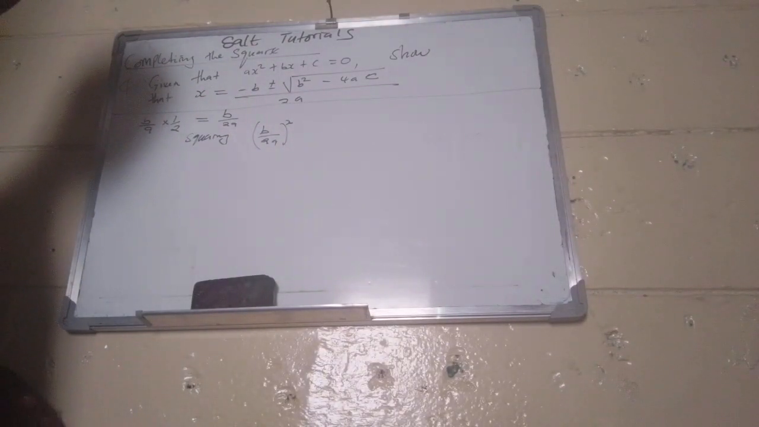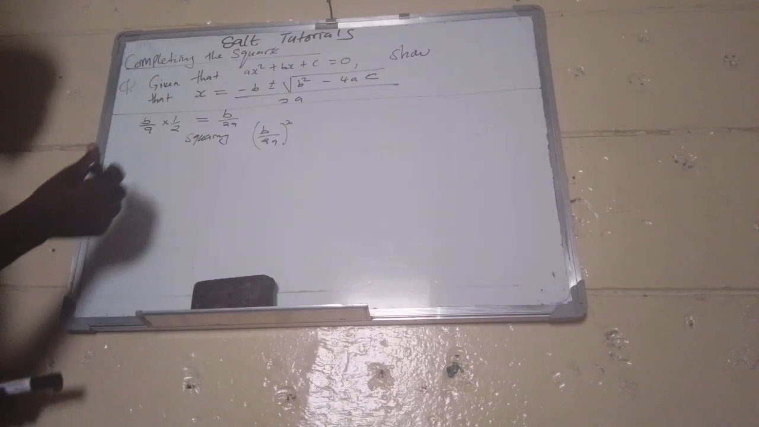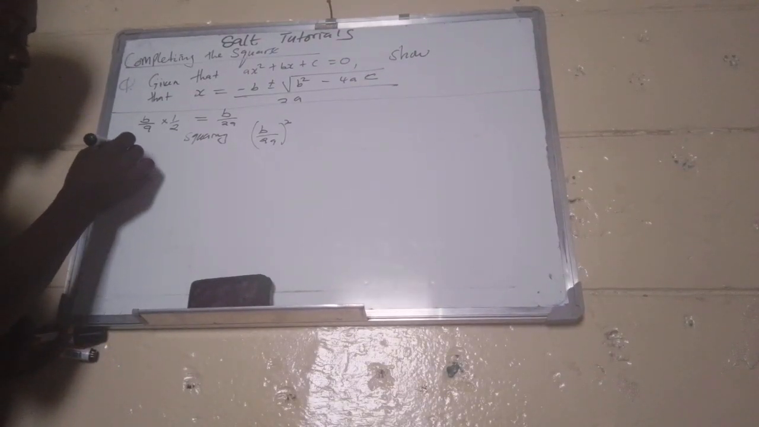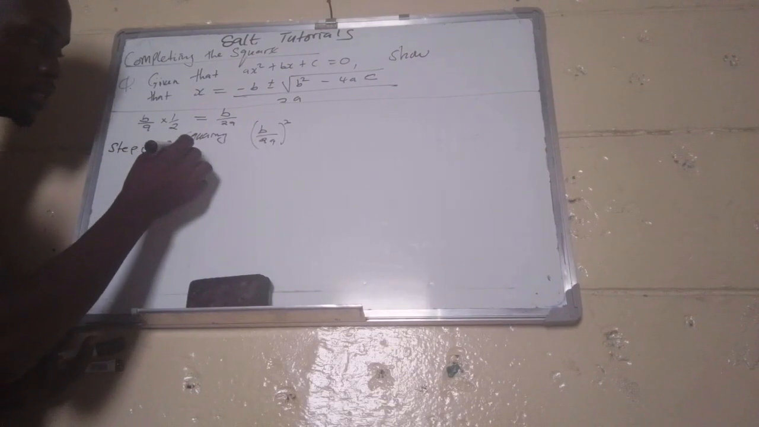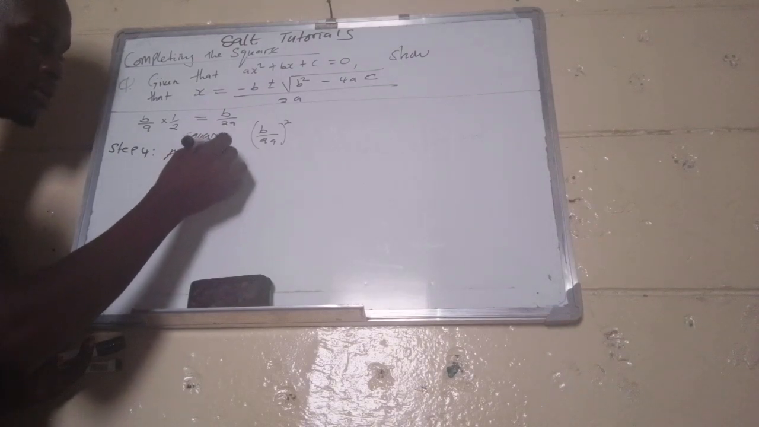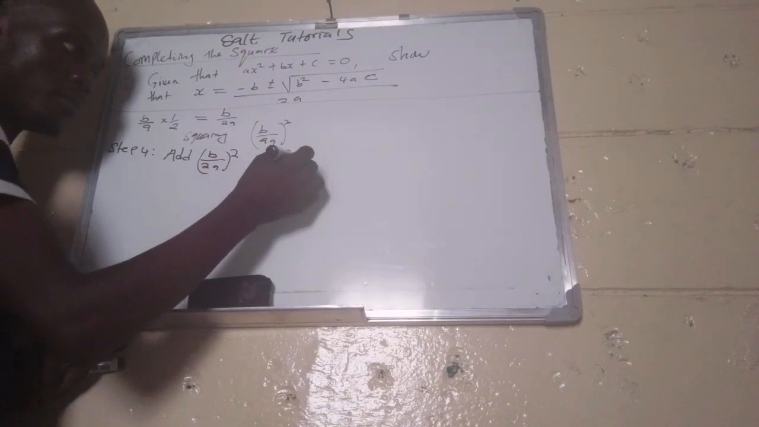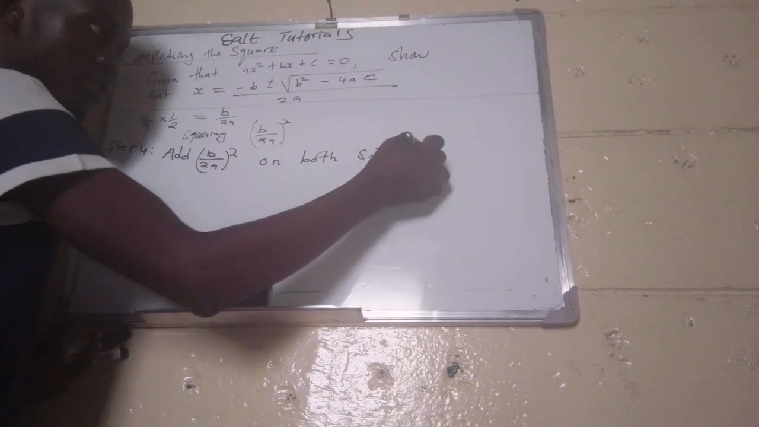So now we're looking at step number 4, where we are simply saying that we add (b over 2a) squared on both sides of the equation.